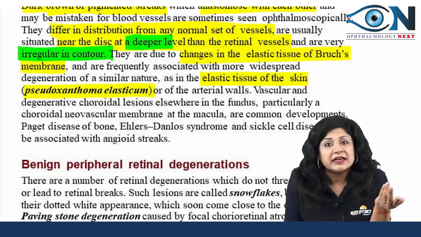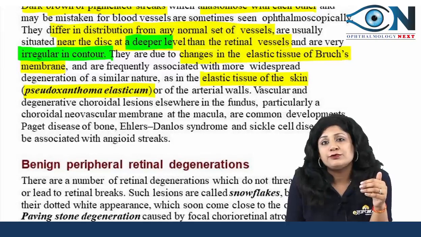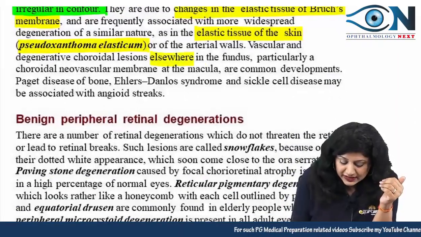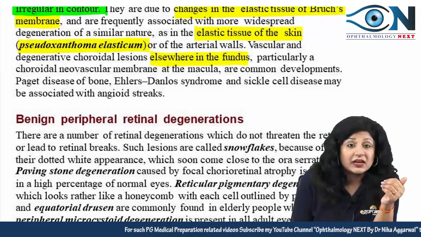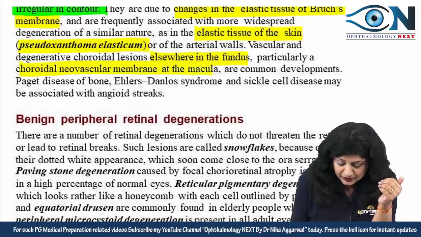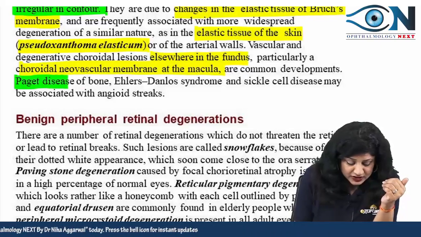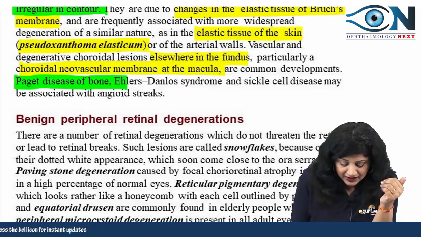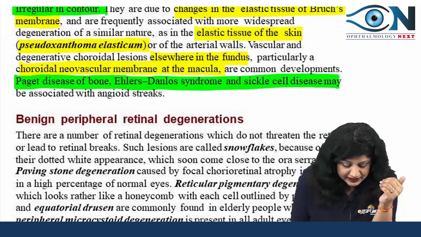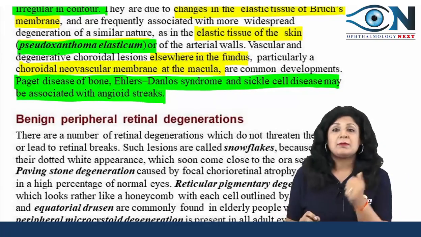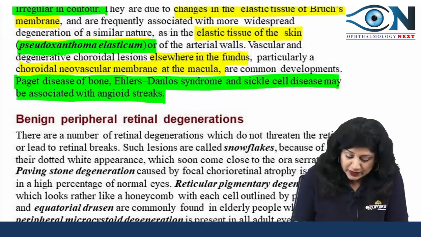So similarly, we have vascular and degenerative choroidal lesions elsewhere in the fundus. Particularly, we can get a choroidal neovascular membrane at the macula. So the common ones, we have Paget's disease of the bone, then we have Ehlers-Danlos syndrome, and sickle cell disease may be associated with angioid streaks.